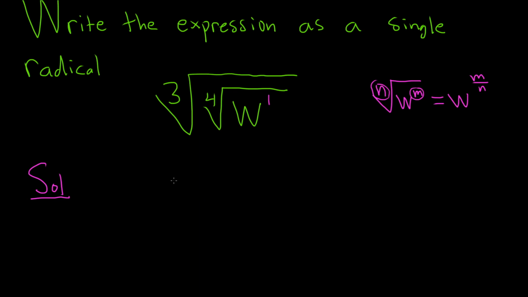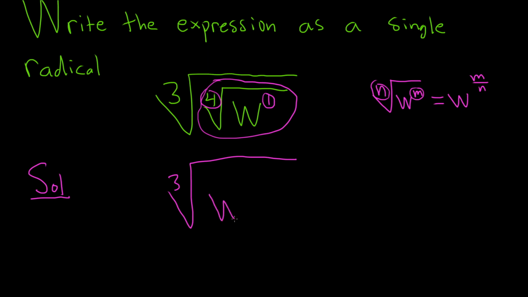So let's do it in steps. So we have the cube root of, and now let's just focus on this inside piece. So it'll be 1 divided by 4. So it's w to the 1 over 4. Okay?